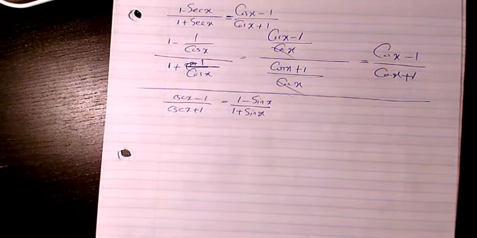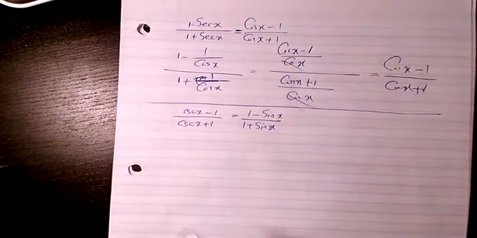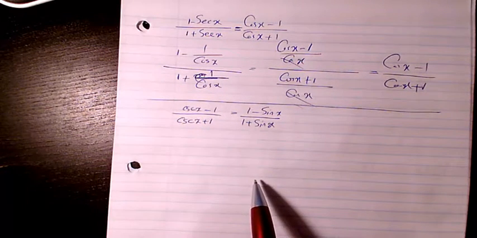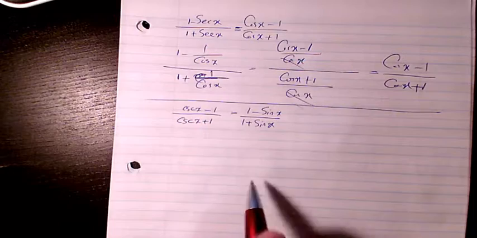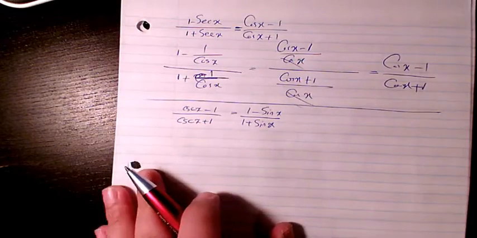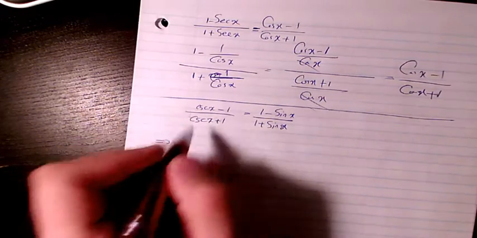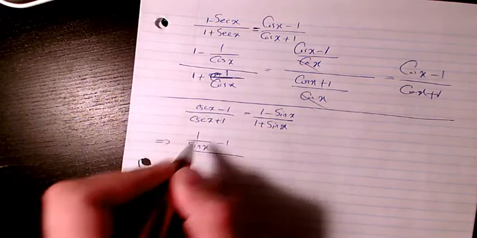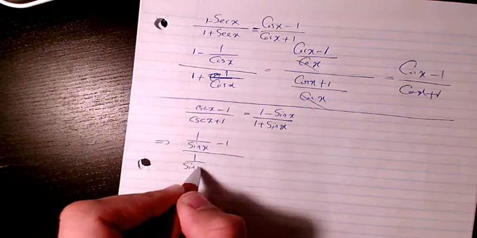In this example, I have (cosecant x minus 1) divided by (cosecant x plus 1) equals (1 minus sine x) divided by (1 plus sine x). So, as you see here, cosecant is the inverse of sine. I just convert it to sine here.